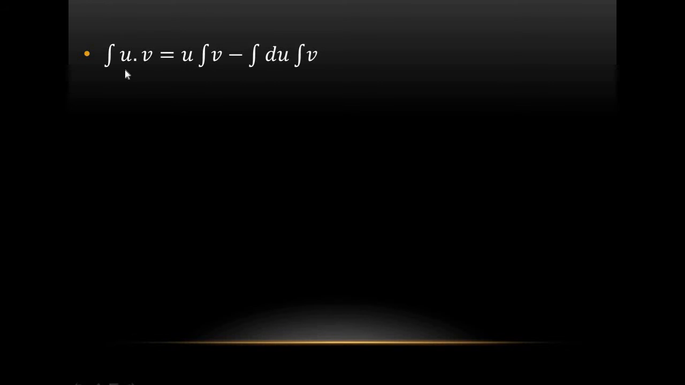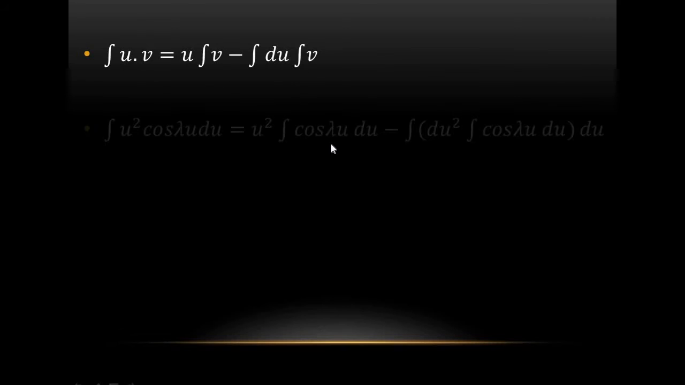The result: integration of u into v is equal to u into integration of v, minus integration of derivative of u into integration of v. That is the formula for integration by parts. So u as it is, integration of the second part, that is integration of v, minus integration of derivative of the first term, that is derivative of u, integration of v. Here we have to use the LIATE rule for u and v. Okay, so now we discuss one problem on that.